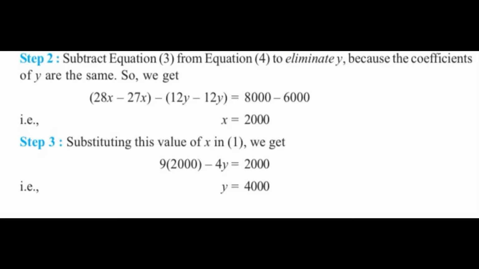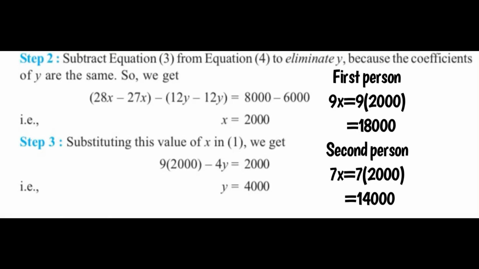So students, now we got the value of x and y. But we are asked to find the monthly income of both persons. So for the first person, the monthly income is 9x, that is equal to 9 into 2000, that is equal to 18,000. And for the second person, the monthly income is 7x, that is 7 into 2000, which is equal to 14,000, which are the monthly incomes of both respectively.